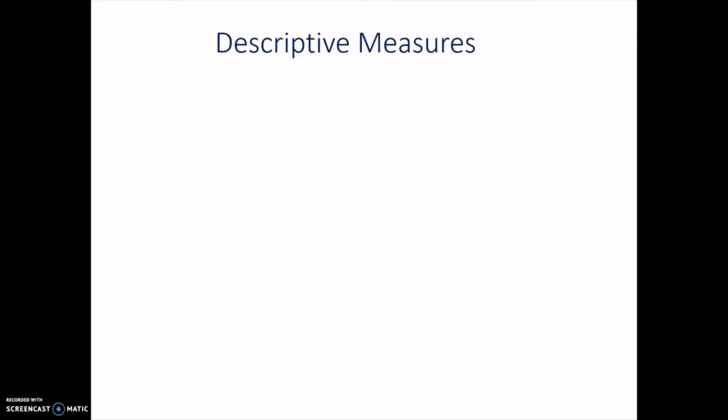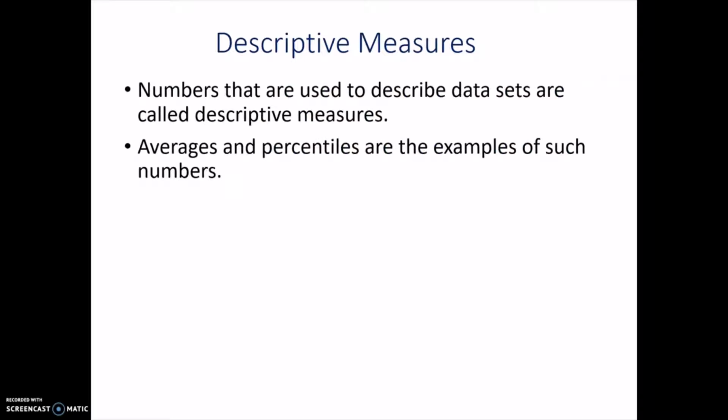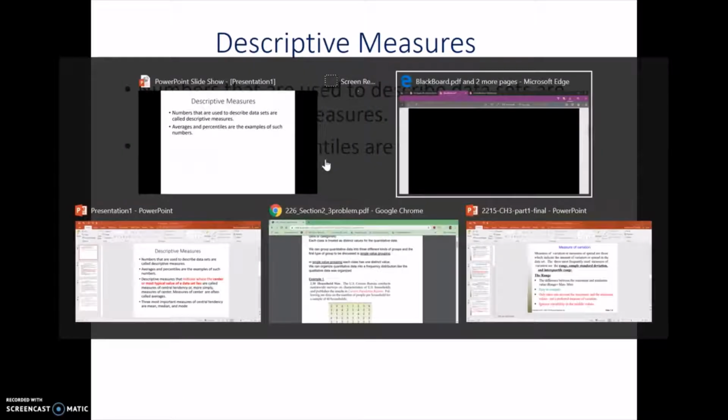So first of all, what are descriptive measures? These are the measures which are used to describe a data set. Numbers that are used to describe data sets are called descriptive measures, and examples are the averages and the percentiles. We will talk about what the averages and percentiles are later in this chapter, but I will explain this with the help of an example, and you will better understand what I'm talking about. So let's go to the blackboard and see.